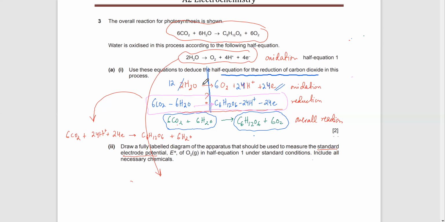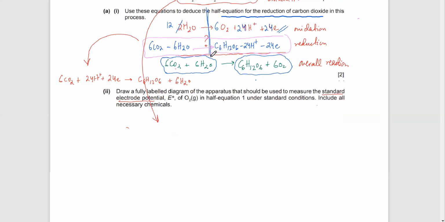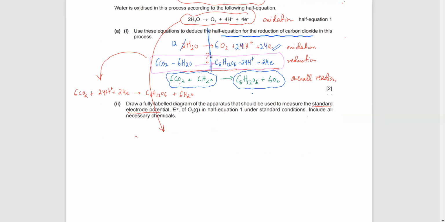Now, the reaction involves a gas. So that means we learned early on how to make electrodes involving gases. So you're going to have a gas jar, and the gas jar is going to have oxygen gas coming in.